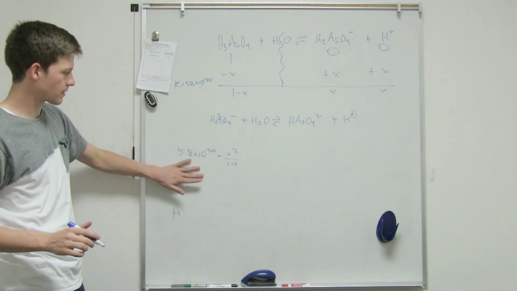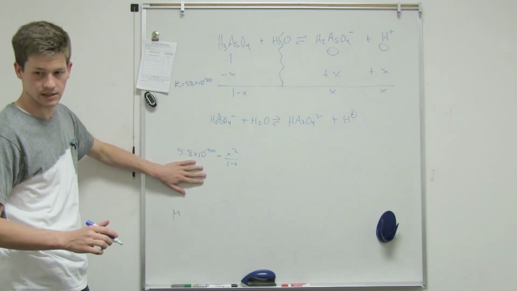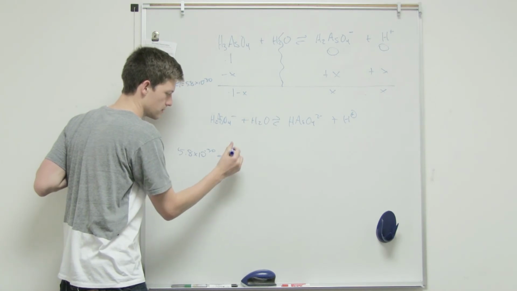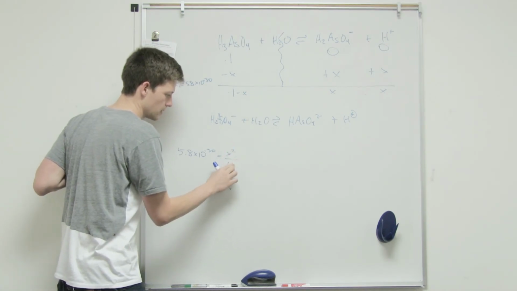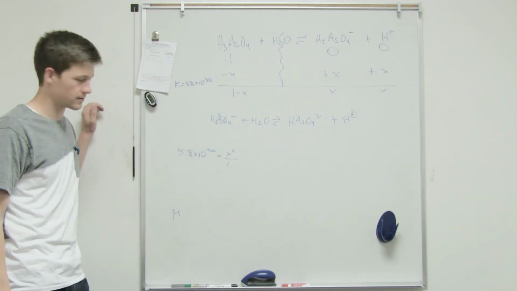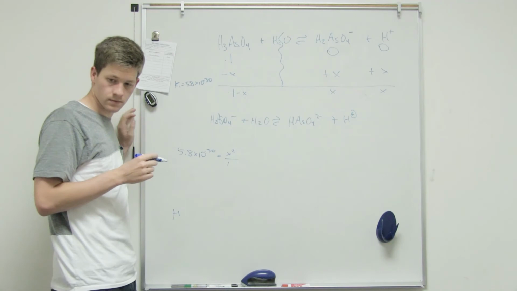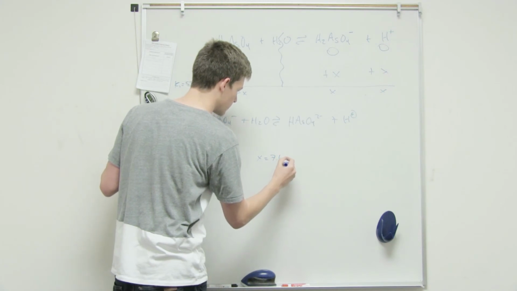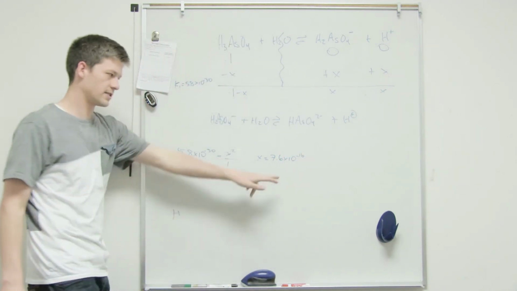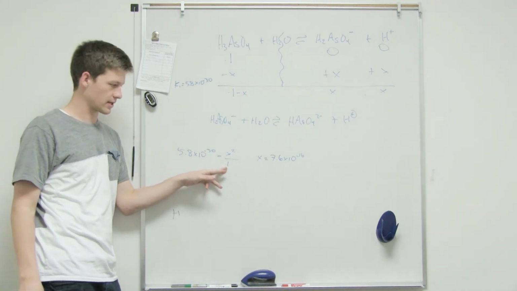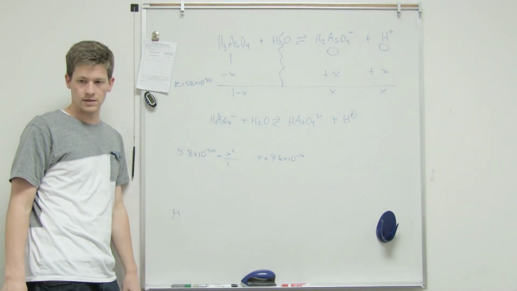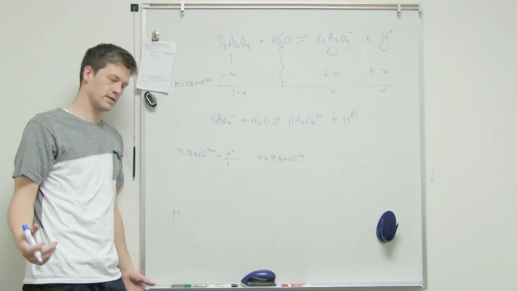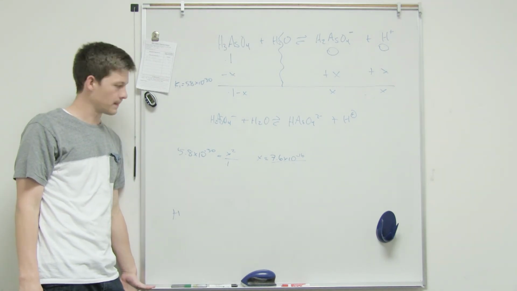So we're just making the assumption, right? So x squared equals the K, and you get rid of the minus x. Solve it. Okay, x equals 7.6 times 10 to the -16. Then you take this and divide it by 0.1, and you get a tiny number. So it's less than 5%.